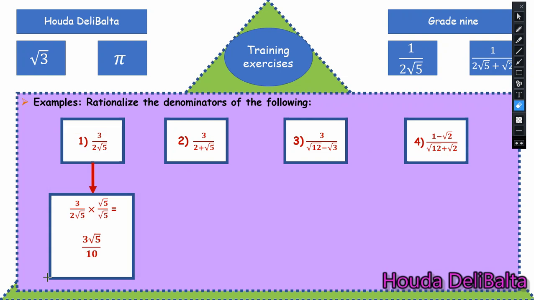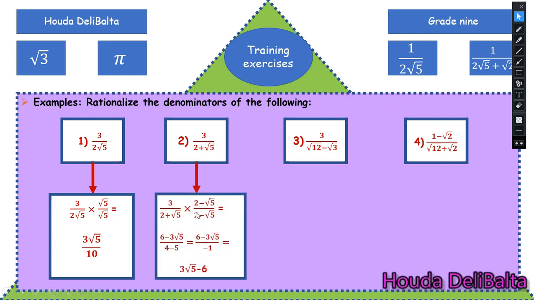Let's continue with the other example. I have 3 over 2 plus radical 5. Then think with me, what's the conjugate of 2 plus radical 5? Let's remember, if I have a plus sign in the middle, all I have to choose is the same values, the same numbers 2 and radical 5, but I have to take the opposite sign in the middle. So the conjugate is 2 minus radical 5. So I have to multiply by 2 minus radical 5.